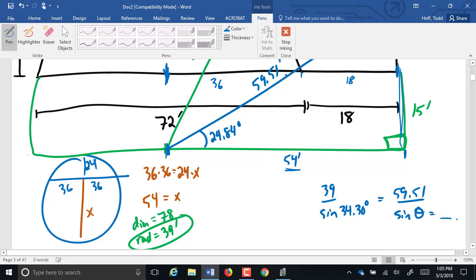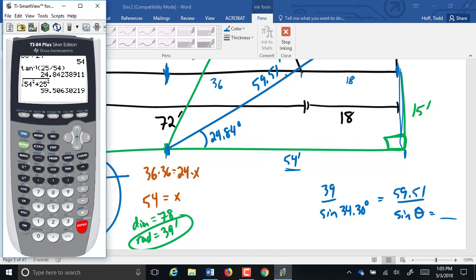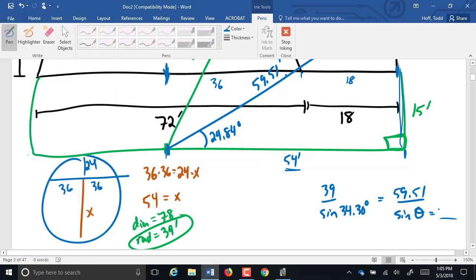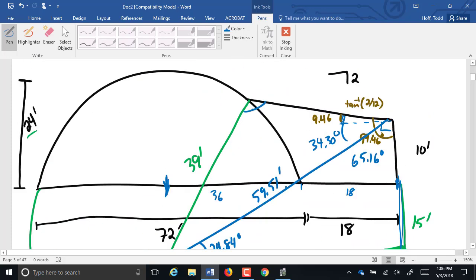Now we know this, we're going to get the sine, so we have to do an inverse sine, and we also know it's obtuse. So we're going to have to do a supplement. The sine of 34.3 times 59.51 divided by 39 gives us, the sine is 0.8599. We inverse sine to get 59.30. We find the supplement, which is going to be 120.70. So this angle right here is 120.70 degrees.